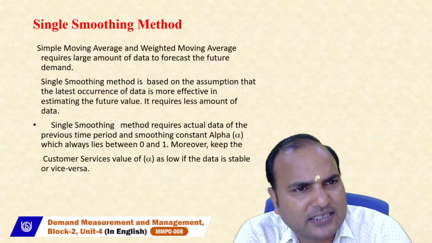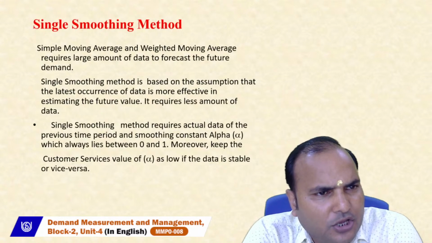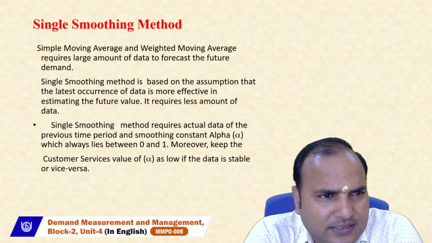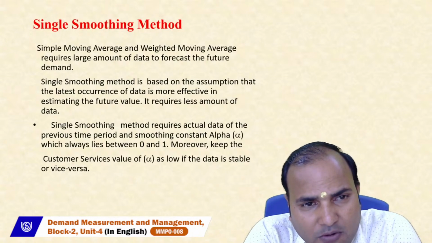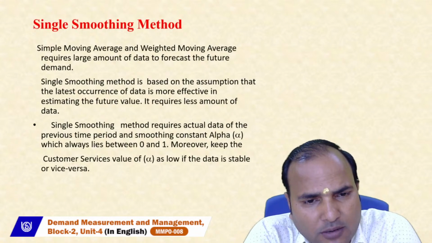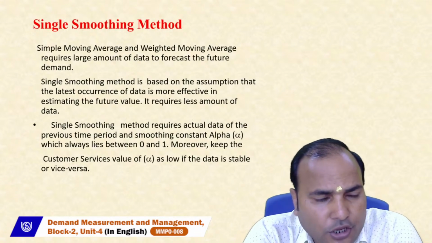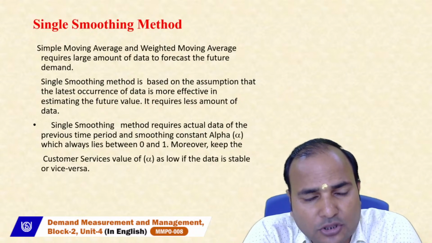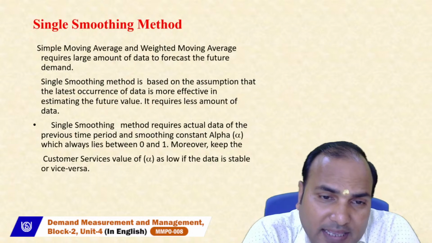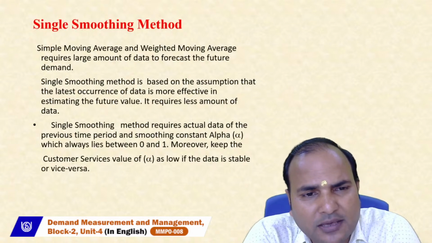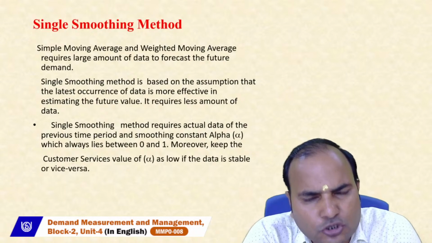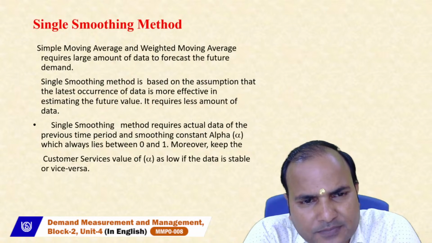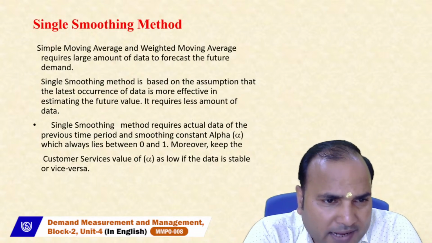Then comes the single smoothing method. Simple moving average and weighted moving average require a large amount of data to forecast the future demand. Yes or no? The single smoothing method is based on the assumption that the latest occurrence of data is more effective in estimating the future value. It does not consider so much information or so many years of data. It requires only the latest occurrence.